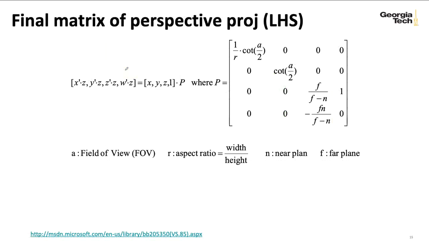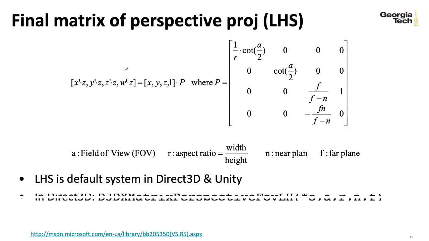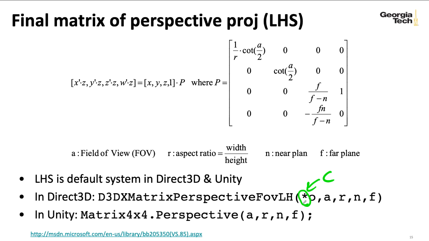Not surprisingly, there are commands built into 3D APIs to create these matrices for you. Direct3D and Unity both have a left-handed system by default. The Direct3D version, as we mentioned last time, because Direct3D has a C basis, you need to pass in a pointer to the matrix data. But something like Unity doesn't really need that. You can create a matrix and then return it without having to pass around pointers explicitly. Unity has a 4x4 matrix library specifically with some matrix creation routines like this.